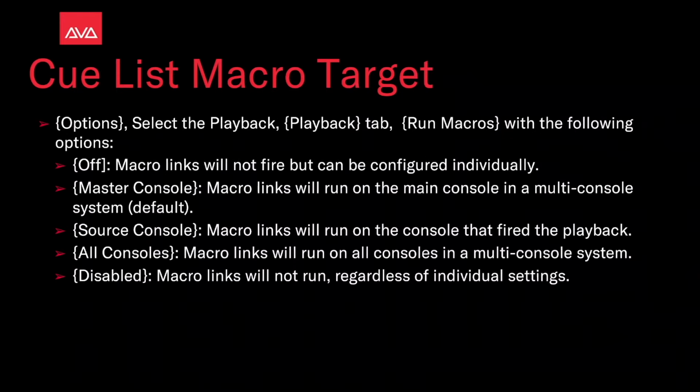On soft keys options, then select the playback, and then the playback tab. Run macros with the following options. Off, the macro links will not fire, but can be configured individually. Master console, macro links will run on the main console on a multi-console system. This is the default. Source console, the macro links will run on the console that fired the playback. All consoles, macro links will run on all consoles in a multi-console system. Disabled, macro links will not run, regardless of individual settings, so you turn it off wholesale.